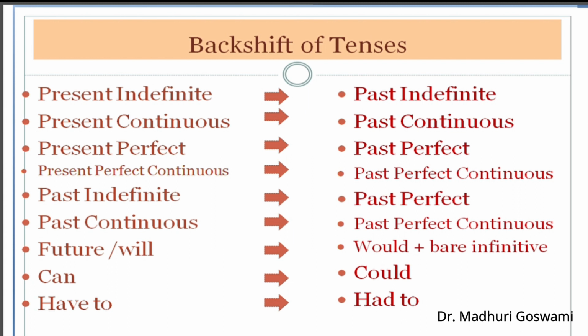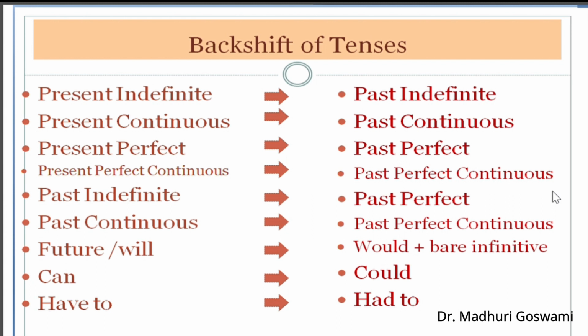So the present indefinite or present simple tense changes to the past indefinite or past simple tense. The present continuous changes to the past continuous tense. The present perfect tense is changed to the past perfect and the present perfect continuous to the past perfect continuous. So this is the backshifting of tenses.